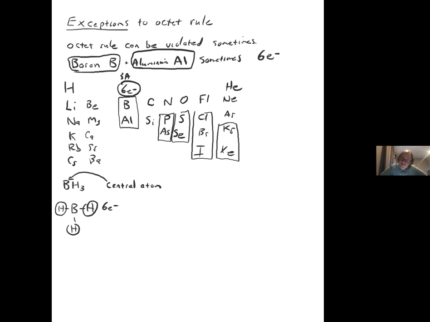And the same goes for aluminum. If aluminum is the central atom, with more surrounding atoms, all bets are off, then the octet rule is going to be fulfilled. But it could be 6 if it only has 3 atoms bonded to it. Okay, so there's your first one. That's these 2 here.